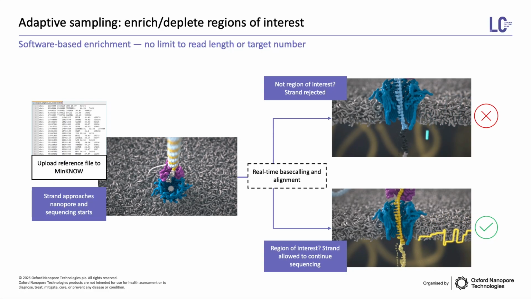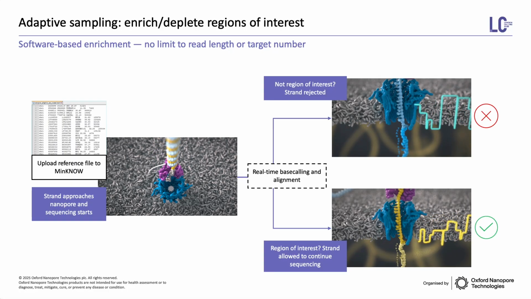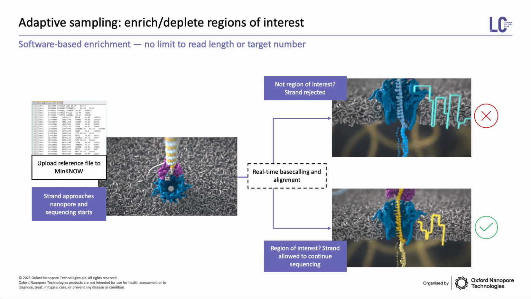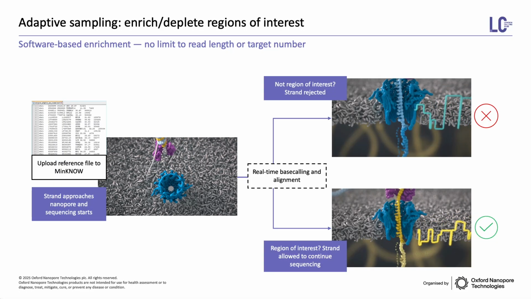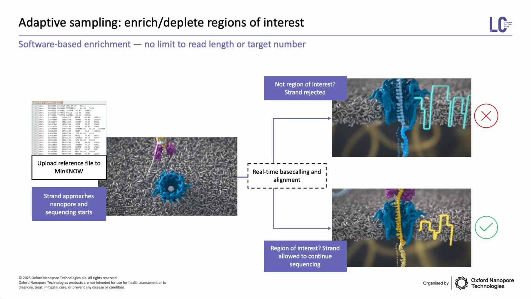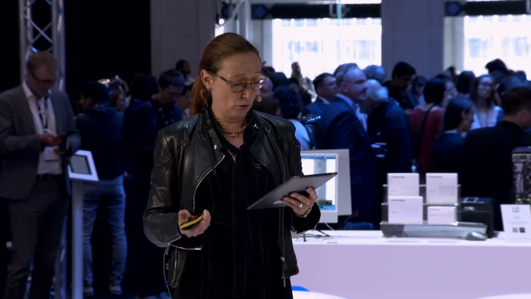You upload a reference file in MinKNOW with the region you want to enrich or deplete, and then you start your sequencing run. Then you have real-time base calling and alignment that takes place as the strand of DNA moves through the pore. If the strand is not part of the region that you're targeting, it's going to be ejected. If it corresponds to the region that you've selected, the sequencing will be ongoing.